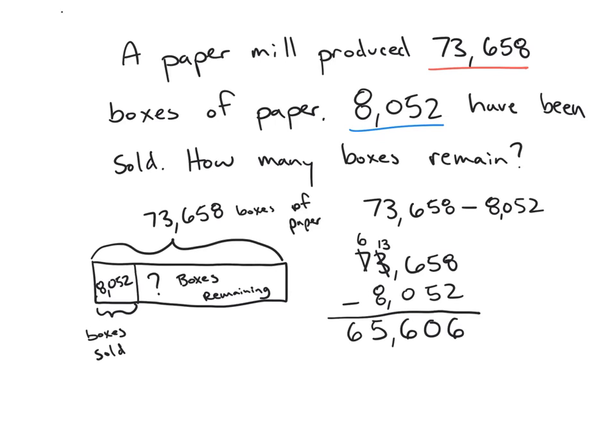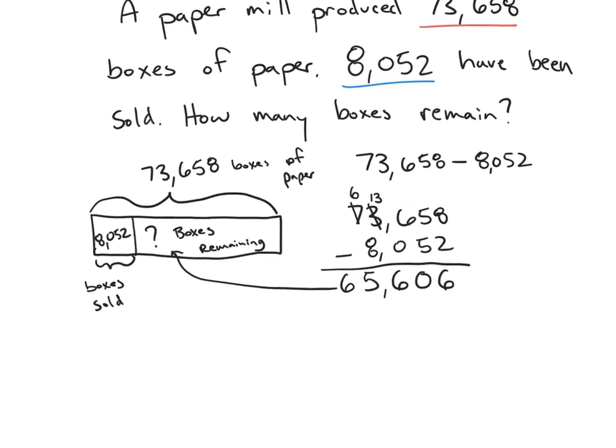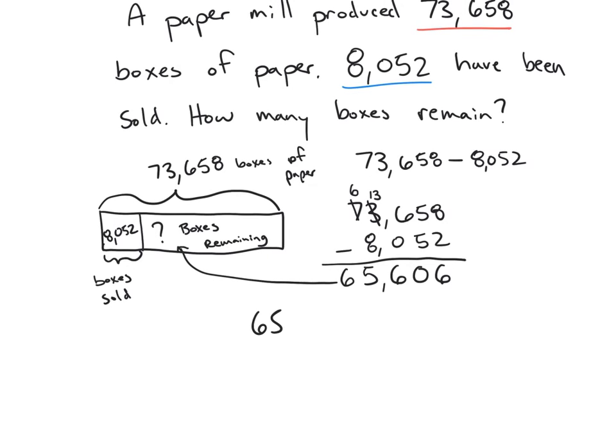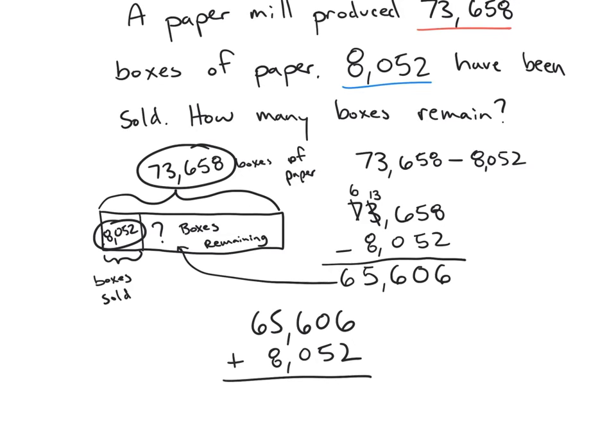Now, if I want to check my answer, one of the cool things about subtraction, and this is something we talked about earlier, is that it's really closely related to addition. So if I were to plug my answer back into my tape diagram, I could do an addition problem of 65,606 plus the other part of my tape diagram, 8,052. And the answer that I would expect to get would be my total, 73,658.